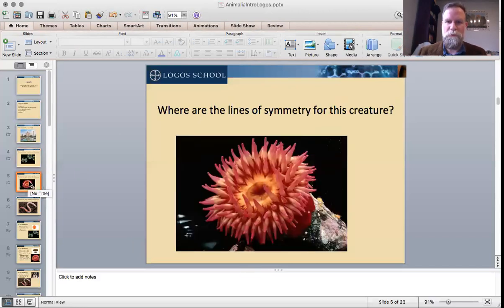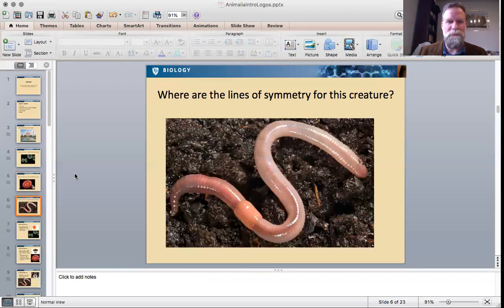Next one. What are the lines of symmetry for this creature? You should recognize this one. This is in one of the first two phyla we're learning about. How would the lines of symmetry for this creature differ from those of the Volvox? See the anemone here. And then a third type of symmetry. Where are the lines of symmetry for this creature? This one might surprise you.